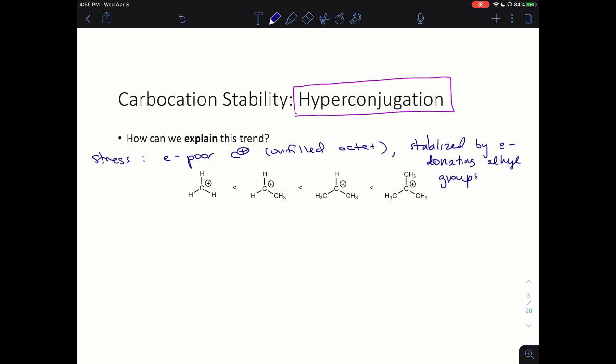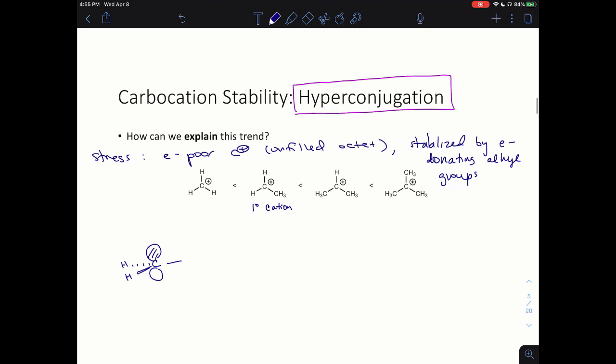Now you might wonder, how does an alkyl group donate electrons? Well, I will show you. Let's go ahead and draw the carbocation carbon, and I'll draw the primary cation. So we have this empty p orbital on carbon.